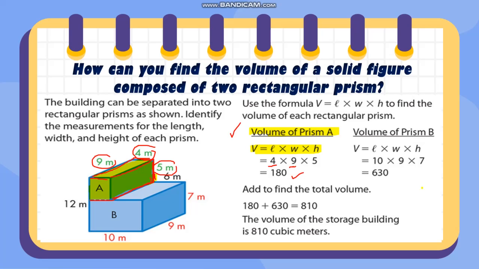Now, volume of prism B. As you can see here, our length is 10, our width is 9, and our height is 7. So 10 multiplied by 9 multiplied by 7 is equivalent to 630. And to find the volume of the whole figure, you need to add the total volume of prism A and the total volume of prism B, which is 180 plus 630, that is 810. The unit is meter, so the answer is 810 cubic meters, or 810 meters to the third power.